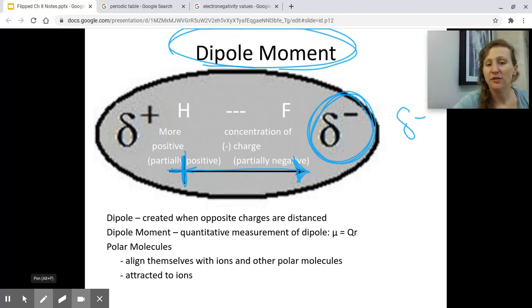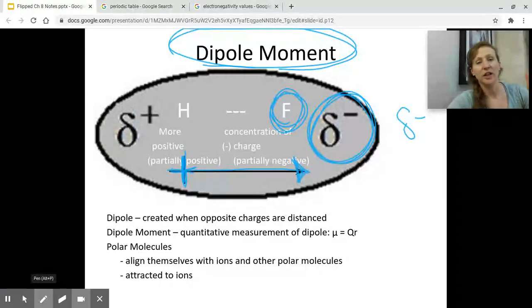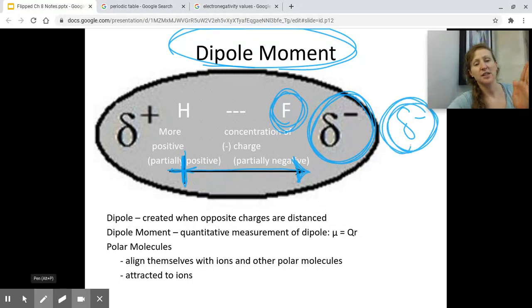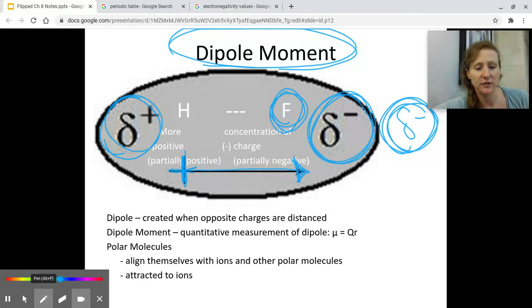Since fluorine is more electronegative, electrons are going to shift toward it, and it is going to have a partial negative charge. Hydrogen, because it's less electronegative, the electrons are going to shift away from it, leaving it with a partially positive charge. So that's called a dipole moment.